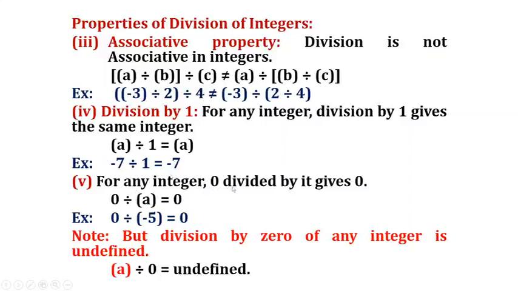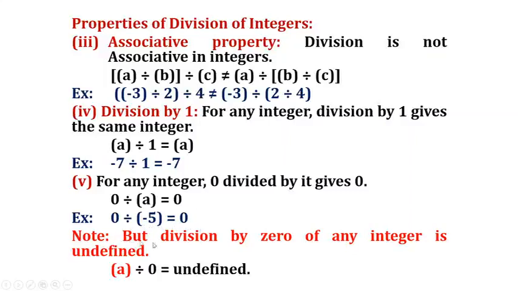Next, for any integer, 0 divided by it gives 0. For example, if you divide 0 with a, you will get 0. In place of a, if I am taking minus 5, this is also 0. 0 divided by minus 5 is equal to 0, 0 divided by 2 is equal to 0, 0 divided by 7 is equal to 0.